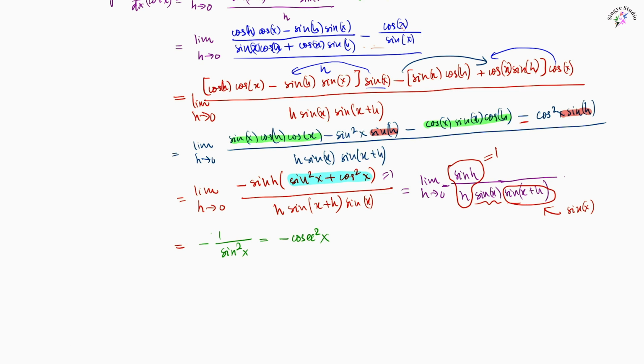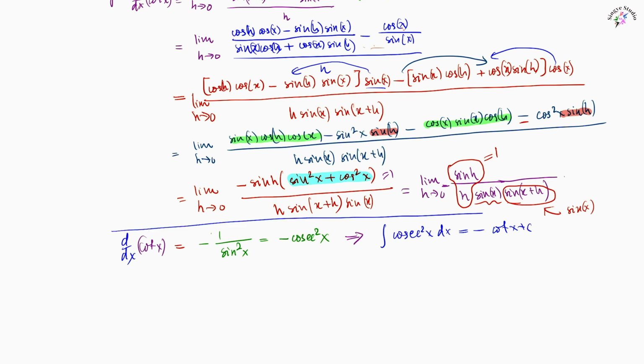So we have successfully proved that the derivative of cotangent x is negative cosecant square x, which will also imply that the integral of cosecant square x with respect to x will be negative cotangent x plus c. And this is also a very important result.